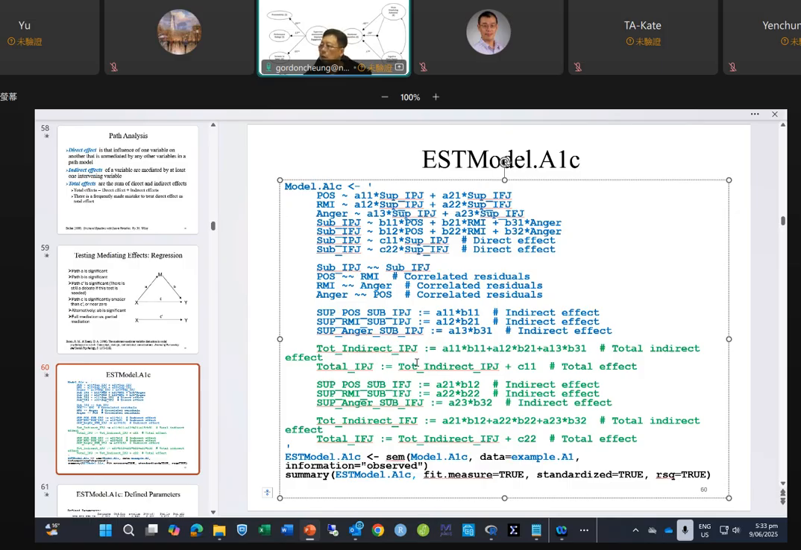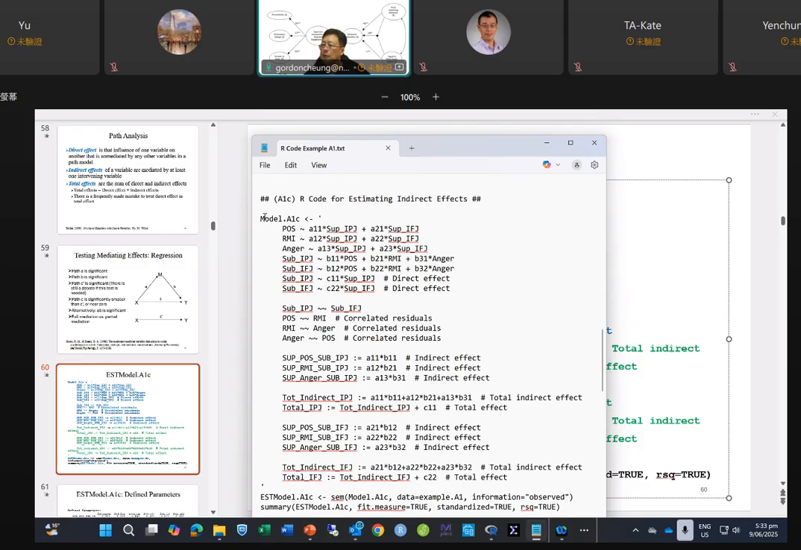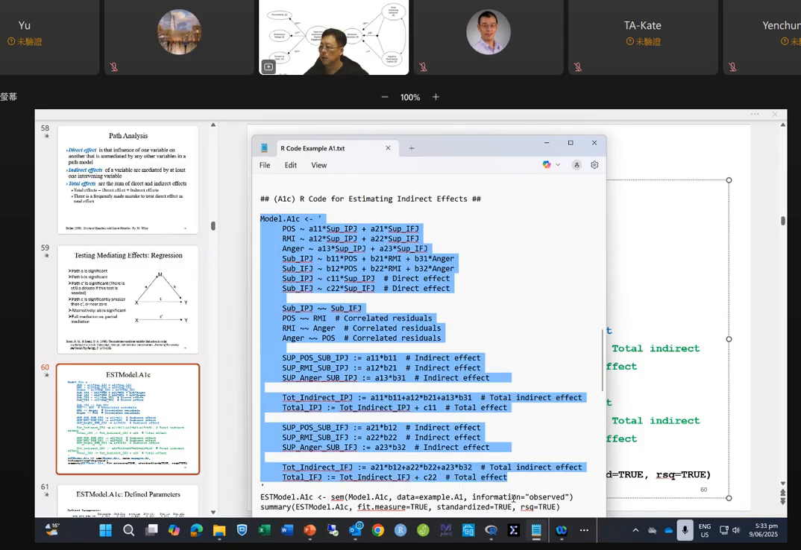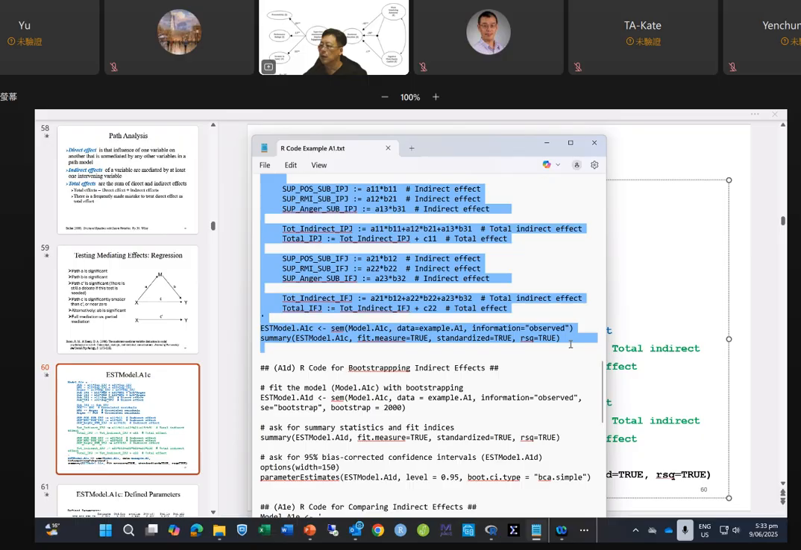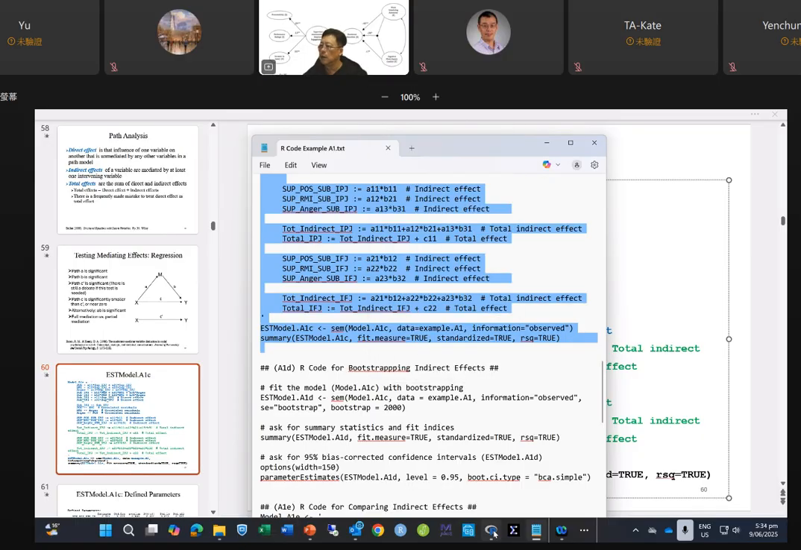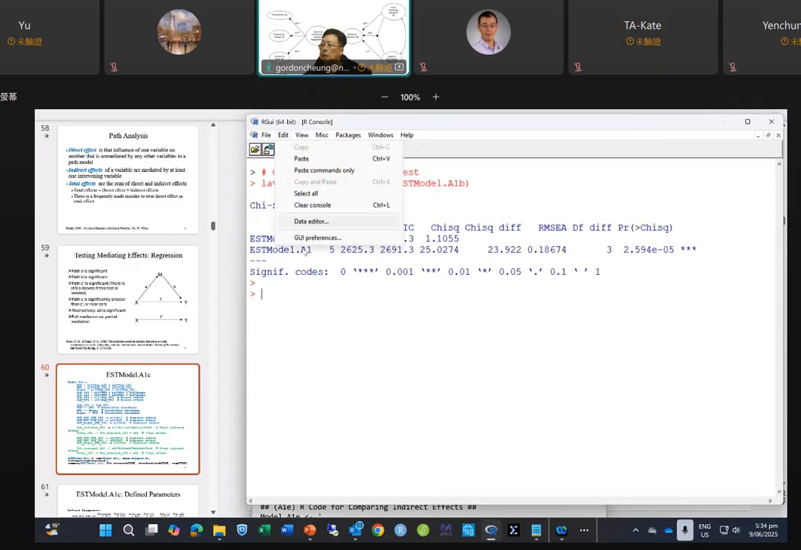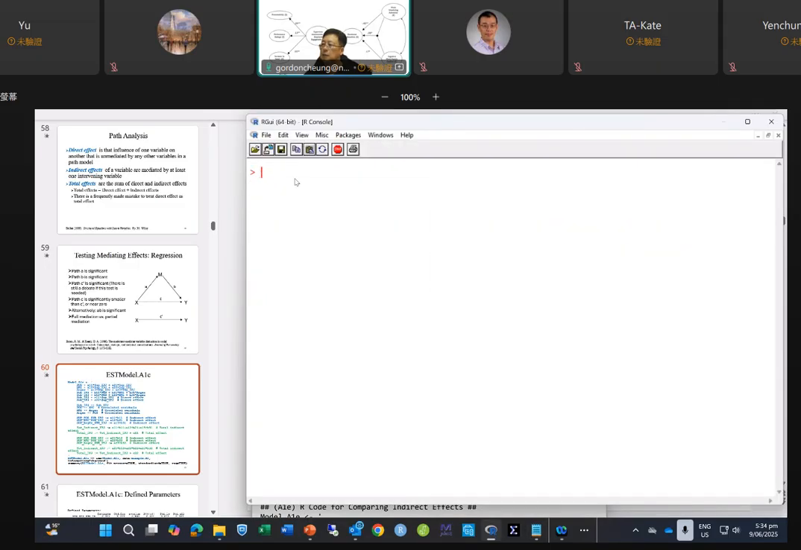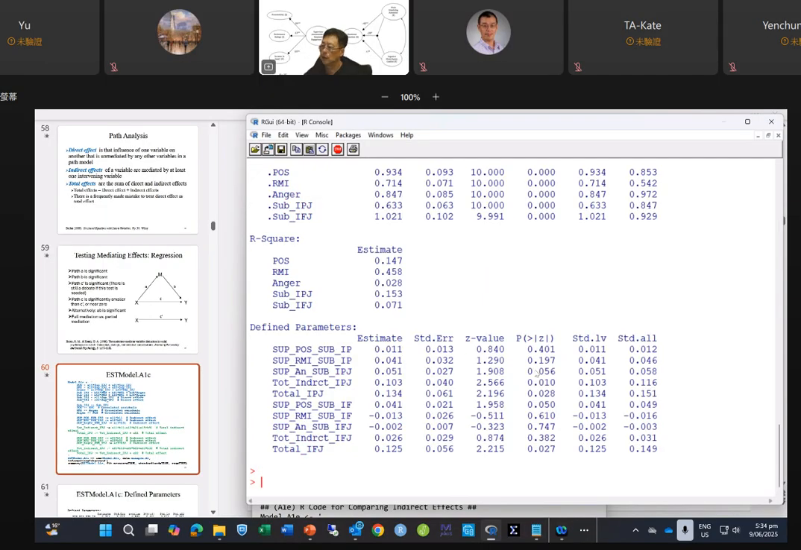Okay, please try to copy and paste this and run this in your R. I think I have the A1C here. Yes, I have the A1C. You have the outcode example A1.txt. This is our example A1C copy. Then I go to R, clear my console, and paste. Oh, that's quick.